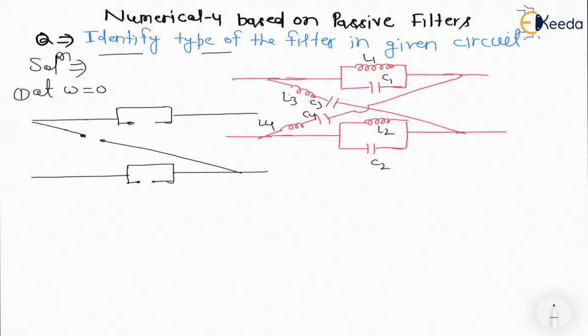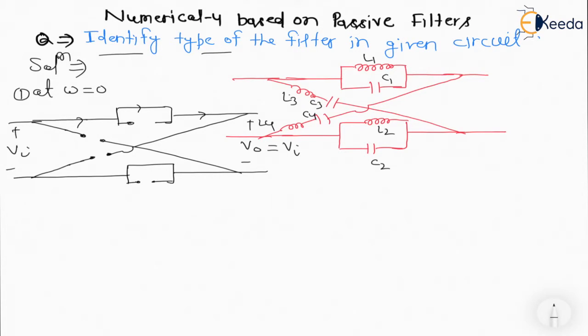And same for this L4 and C4. The inductor is short circuited and the capacitor will be open circuited. So I am representing the open circuit here. So this is the input plus minus Vi and this is plus minus V naught. So clearly we can see that the output will be equal to Vi by observing the circuit. Current will flow from here to here to here.